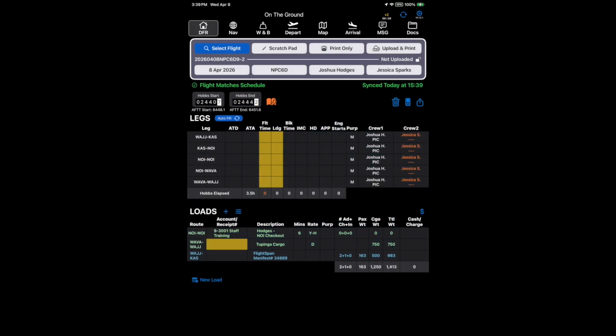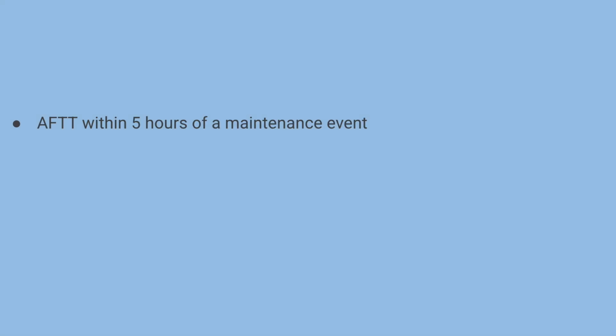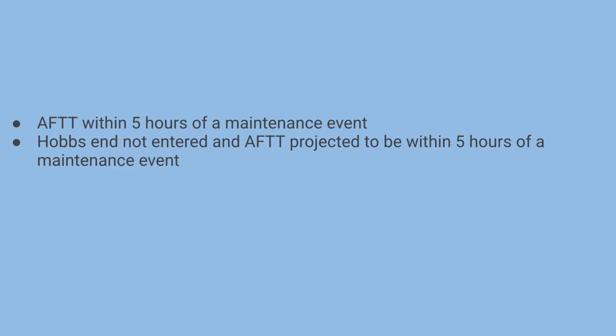The logbook icon is color-coded. Yellow if the recorded airframe total time is within 5 hours of a maintenance event, or if the Hobbs end has not been entered and the airframe total time is projected to be within 5 hours of a maintenance event at the end of the flight, or if within 2 days of a calendar-based event.